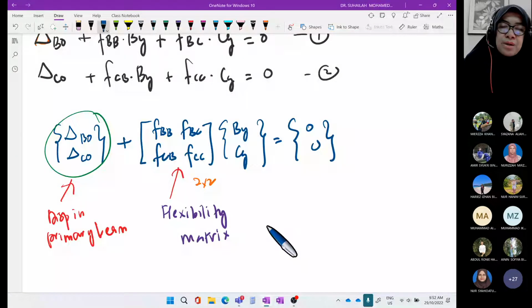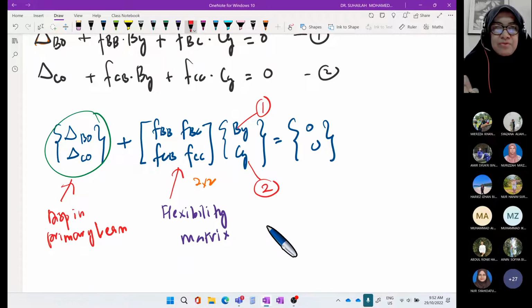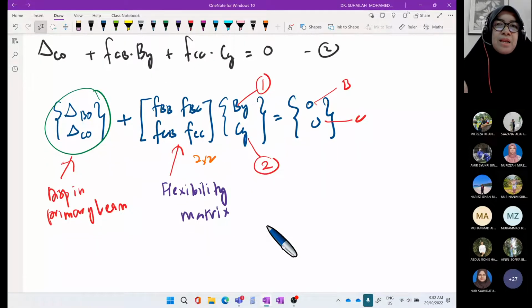Okay, so we group this for F and multiply with BY and CY. BY is the first redundant. CY is the second redundant, equal to 0 because of the roller support at B and the roller support at C. Okay, we get equal to 0. So this will be the format of the compatibility equation for two redundant structure.